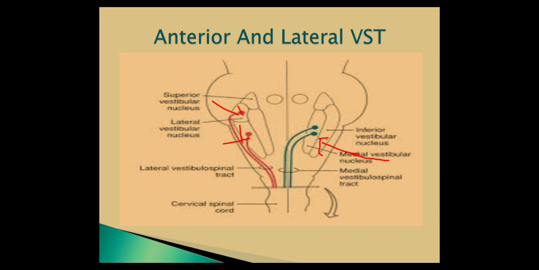What function is mediated by both these vestibulospinal tracts? The medial and lateral vestibular nuclei receive impulses concerned with muscle tone and posture from the vestibular apparatus as well as the cerebellum. The vestibular nuclei in turn convey the impulses to different parts of the body through the anterior and lateral vestibulospinal tracts.